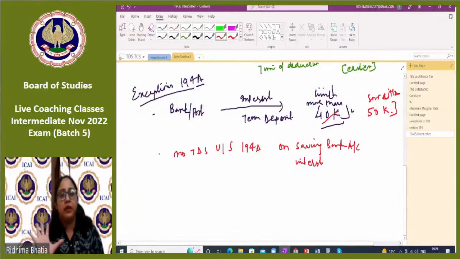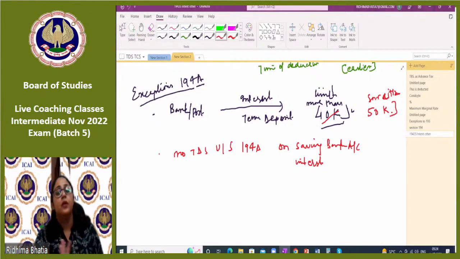That means you are putting lump sum in your saving account because 4% के rate पे 40,000 मिलना is a dream anyway. Back to it. Saving bank account पे आपको कोई भी interest मिलता है, they will never ever deduct the TDS. Fixed deposits पे आपको कोई interest मिलता है, bank will deduct the TDS only if the interest is more than 40,000. Interest is up to 40,000, no TDS. More than 40,000, yes, TDS.